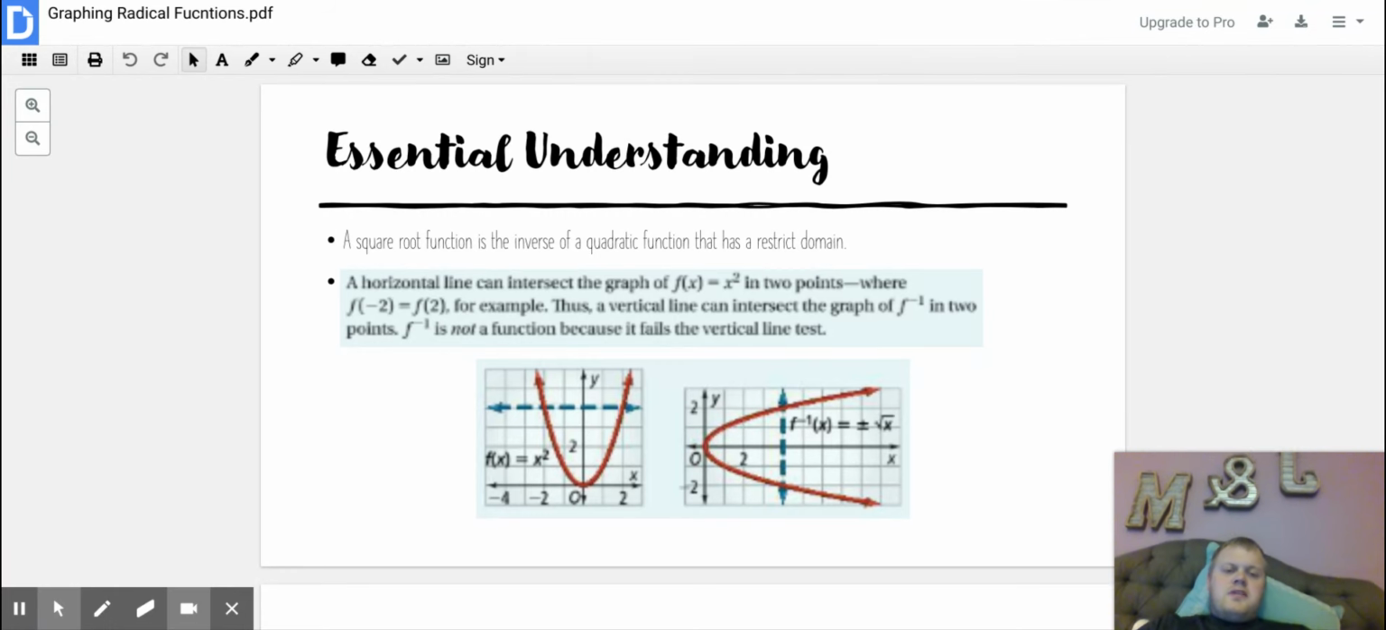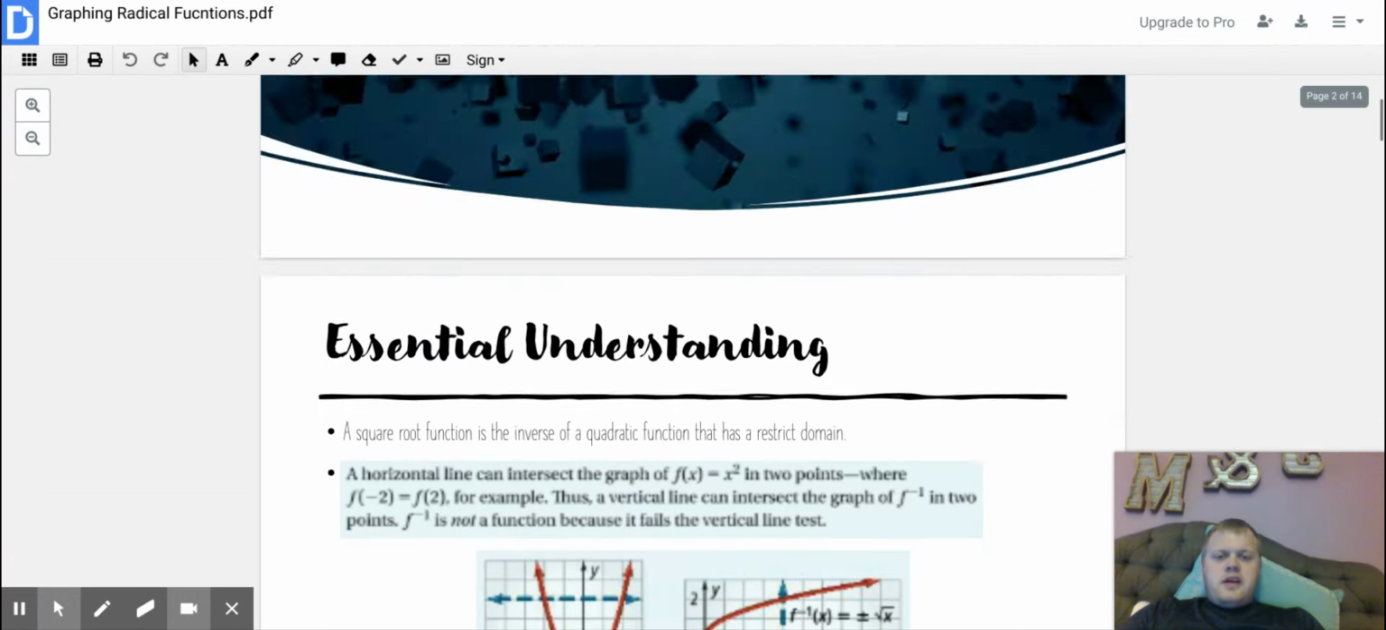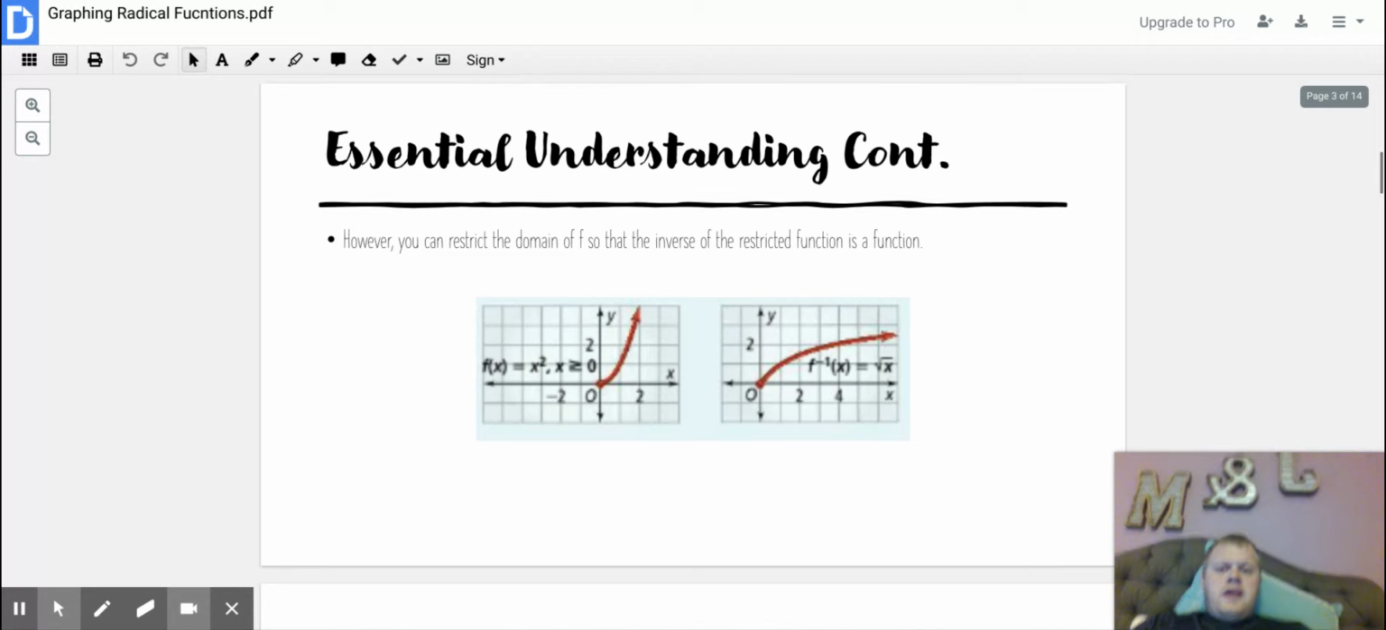So again, that's how we determine if a graph is a function. If I can draw a vertical line that has 2 points through that vertical line, then that tells me that graph is not a function. Okay. Now, there are cases, however, that you can restrict the domain of f so that the inverse of the restricted function is a function.